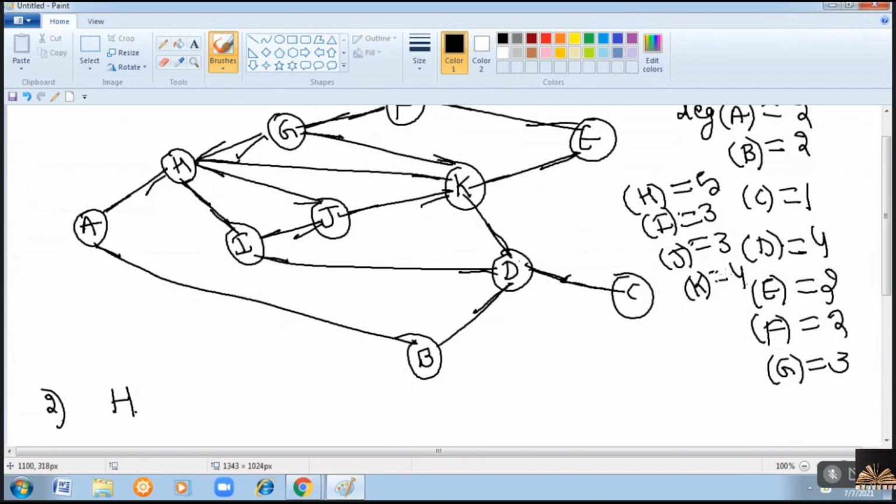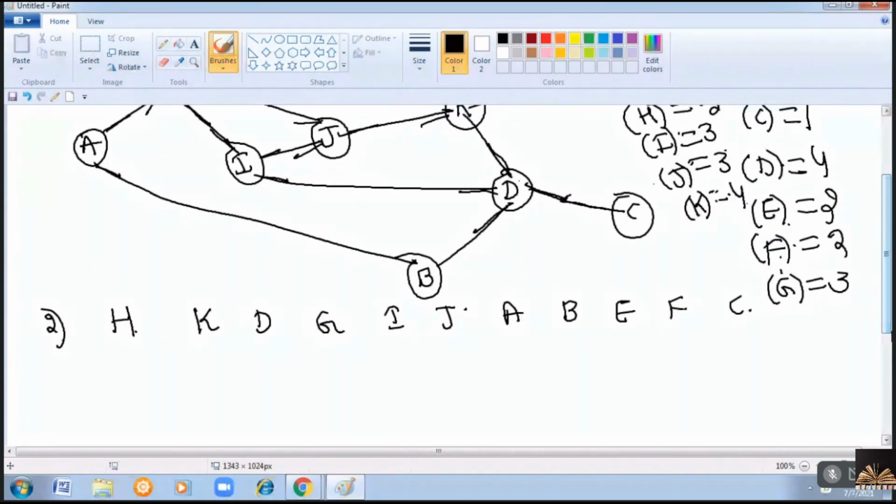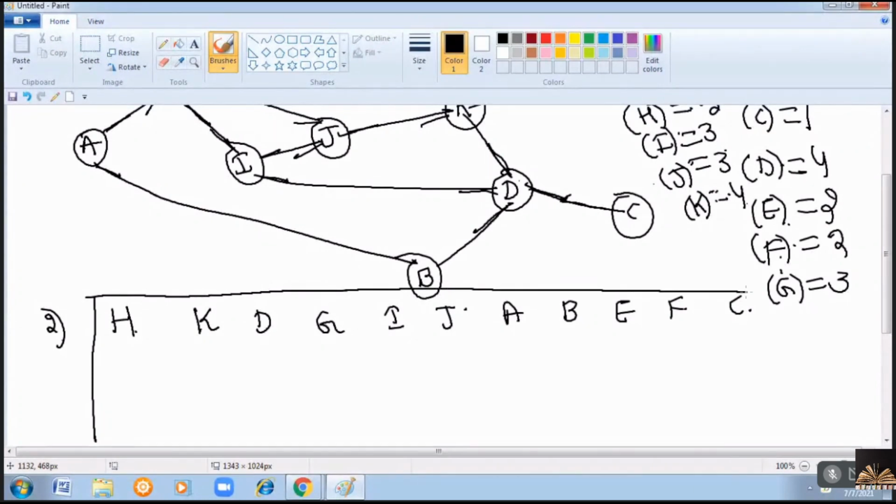Which vertices have 4? Two vertices, K and D. Both K and D have the degree 4. After 4, 3. Three vertices, G, I, J, have degree 3. After 3, 2. Four vertices, A, B, E, F have degree 2. After 2, 1. Only one vertex, C, has degree 1, right? Now we have arranged all the vertices in the decreasing order of their degrees.